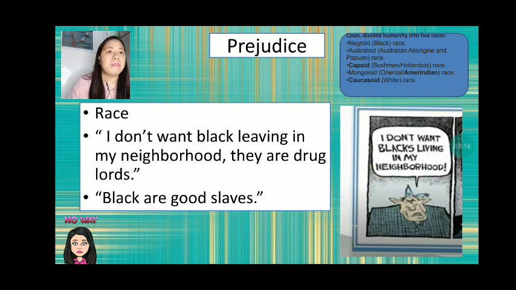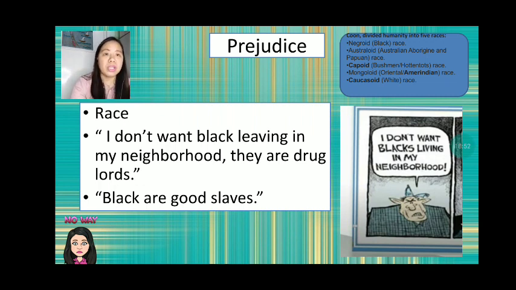The next one is the Australoid. Ito yung mga race na ang color ng skin is from Australian part. And then the Capoid race, we also have the Mongoloid, which is Oriental race. Possible, we belong here. Ito yung mga kulay natin kasi we are from the Orient. We are Oriental eh. And then the Caucasoid or the white race, ito na yung sobrang mapuputi. So, when we say race, it talks about the color of the skin. So, how does prejudice happen?